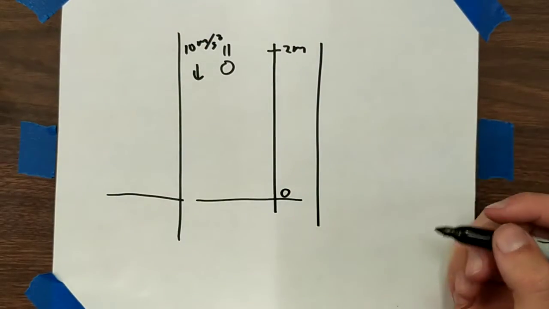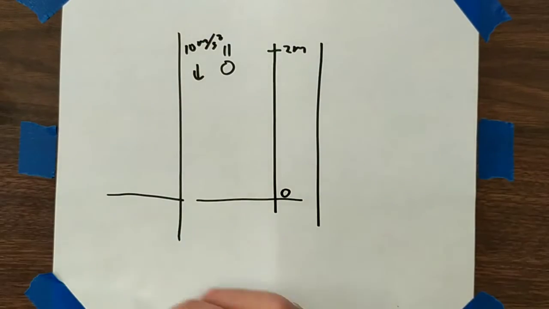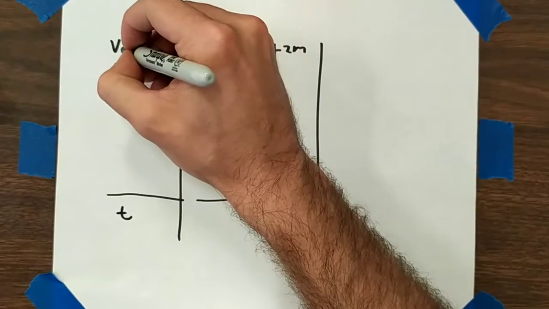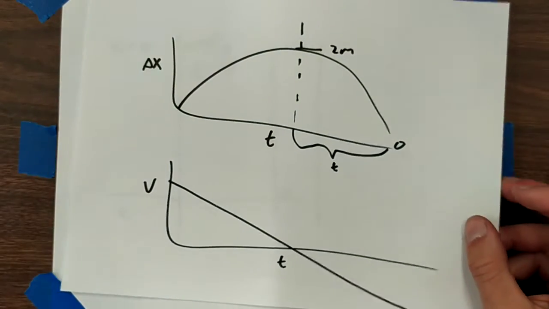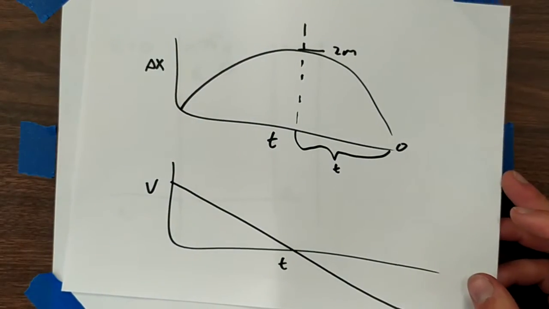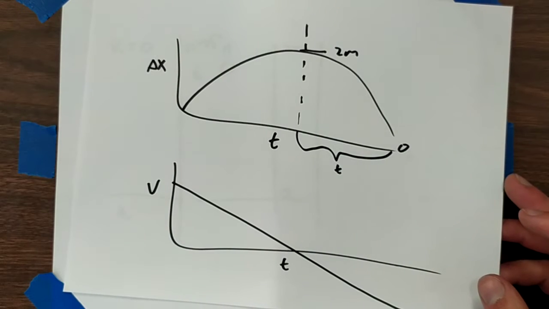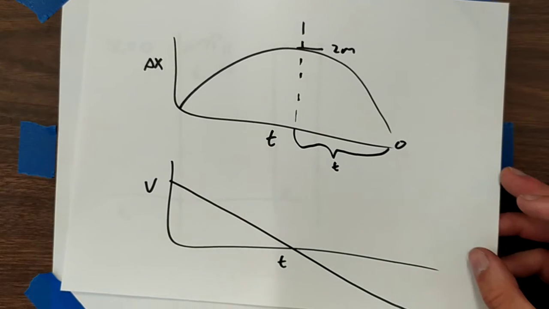All right, so first I'll write out what I know, or I guess I can write what I'm trying to find. I'm trying to find time. What do I know? I know that the initial velocity is equal to 0. I know that because anytime I throw something up into the air, at its highest point, it's not moving at all. It comes to a stop for an instant, and then it starts falling back downwards.